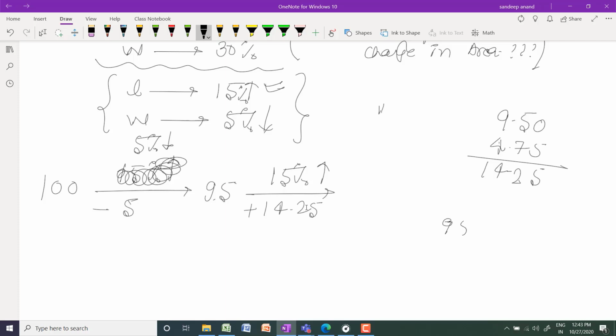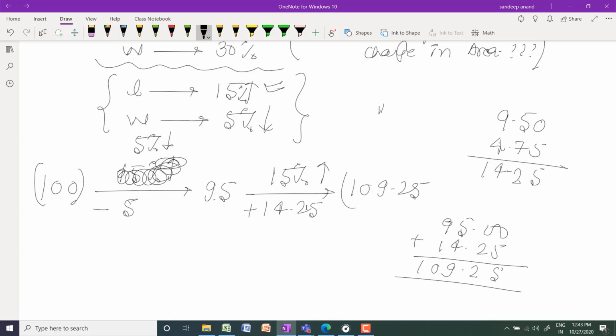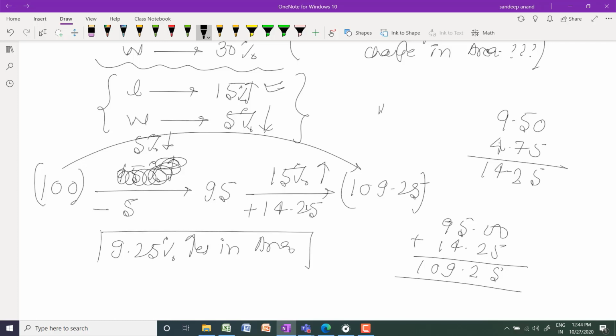So 95 with 14.25. If you add both values, what do you get? 109.25. Initially the area is 100 and now it becomes 109.25. So what is your answer? 9.25% increase in area. Yes or no? So where is the mistake?